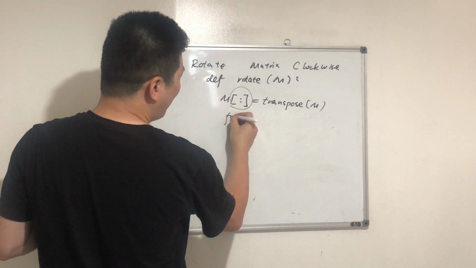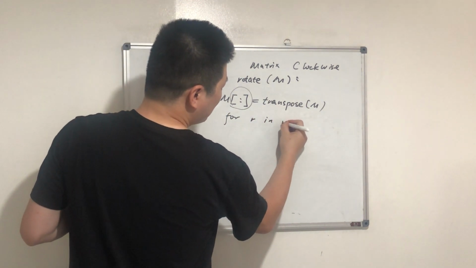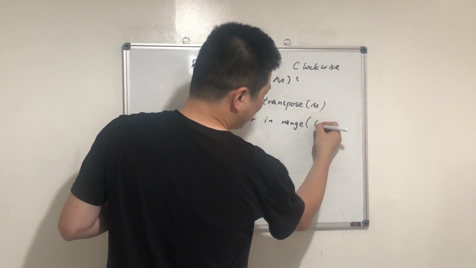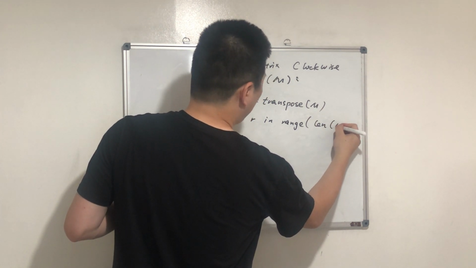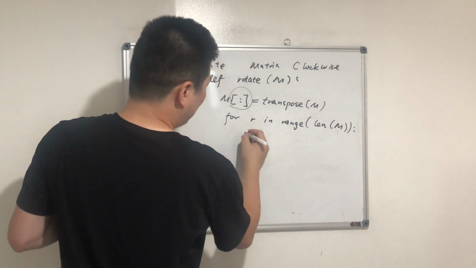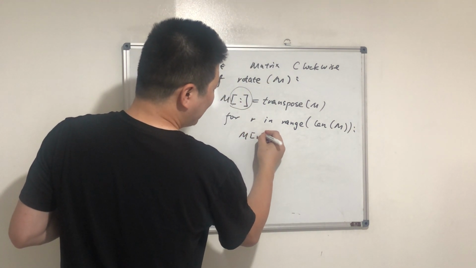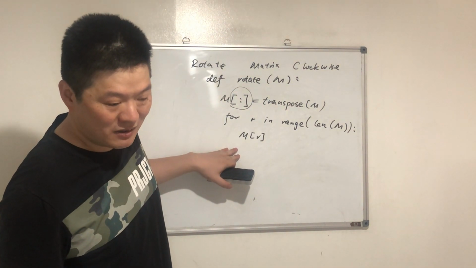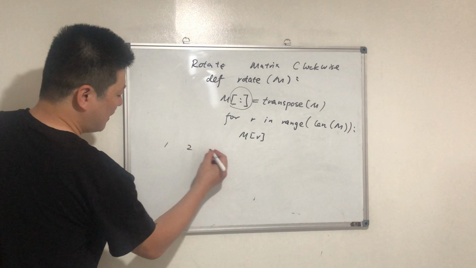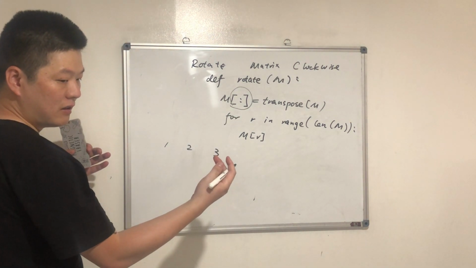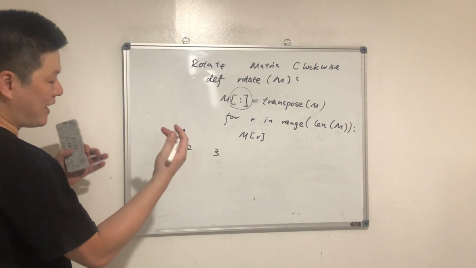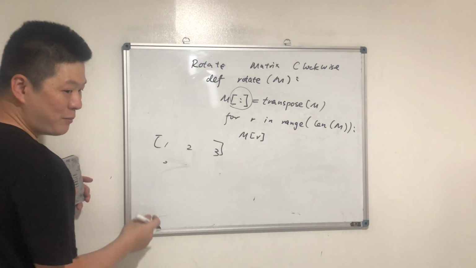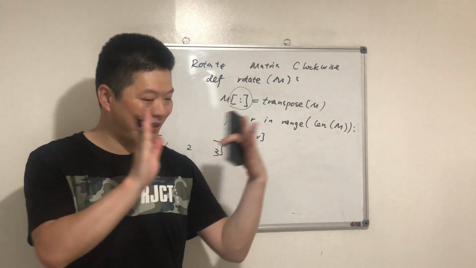And now for row in range, the rows. What's the rows? Length of M, okay? For MR, that's the row, I want to reverse this MR. How do we reverse it? Remember, how do we reverse the numbers? 3, 2, 1 for that. If it's a list, how can we reverse it? Do you still remember? We can use the two-pointer approach.